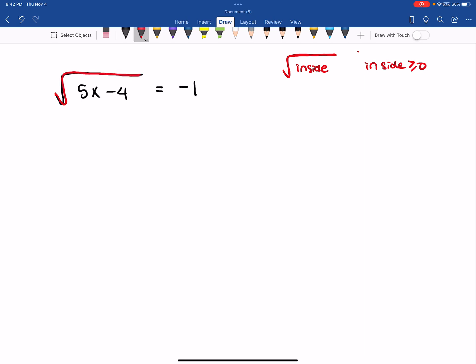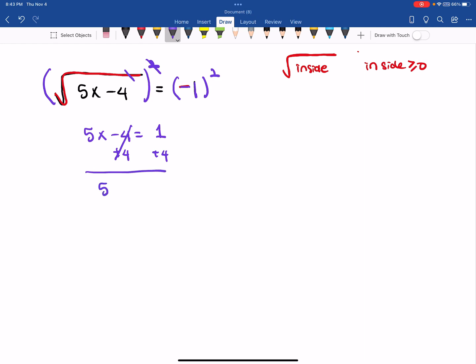Like the root of this expression is negative, but let's just say you go along and try to solve for the x value. So we're going to square both sides, because in the previous video we talked about the square taking out the root. So 5x minus 4 is positive 1, because negative 1 times negative 1 is positive 1. So just keep on going, do your algebra, and then you're going to notice that 5x is 5, therefore x is going to be 1.